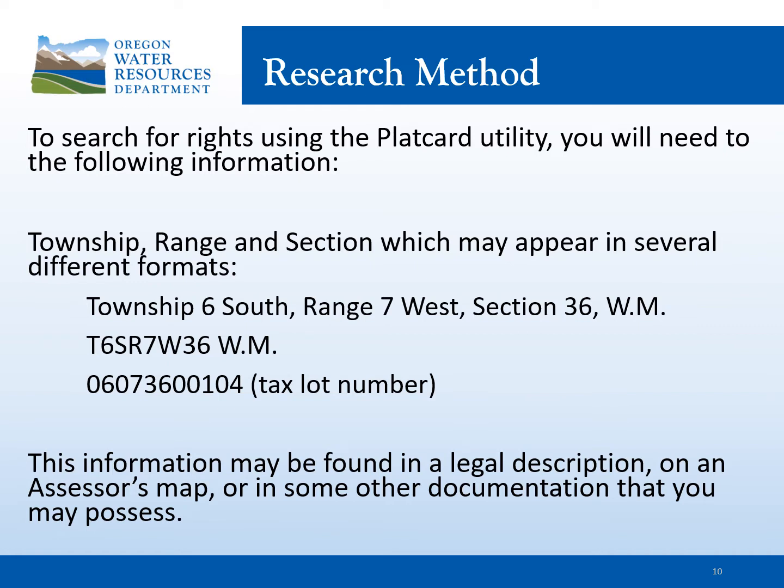The information may appear in several different formats. It may specifically list out the township, range, and section, such as Township 6 South, Range 7 West, Section 36, or some other abbreviated version of that, such as T6S R7W 36, or as 0607 36 00104 for a specific tax lot number.